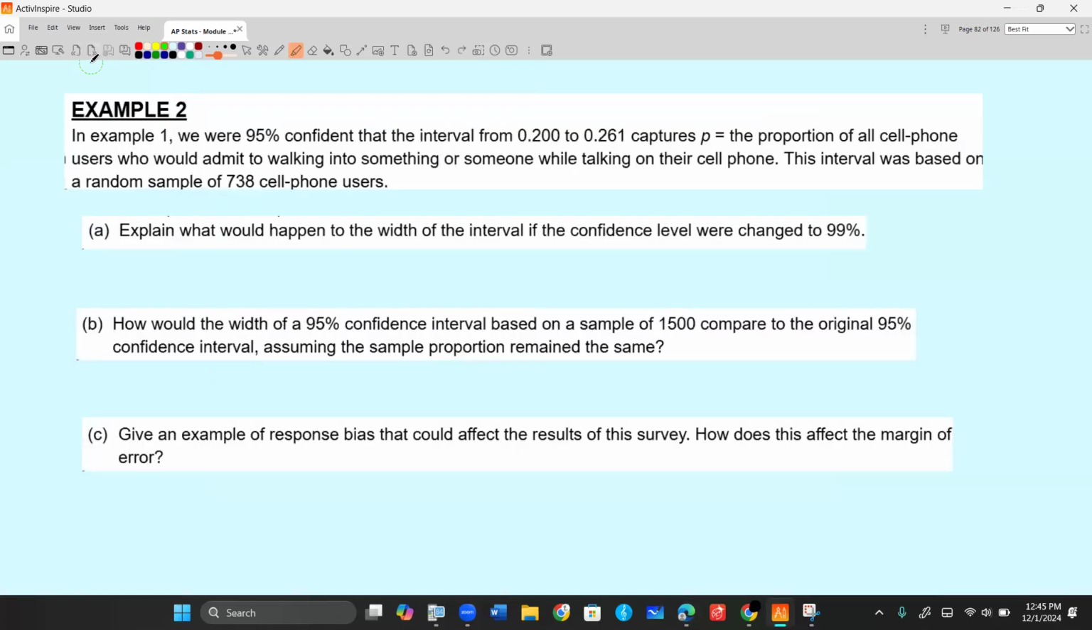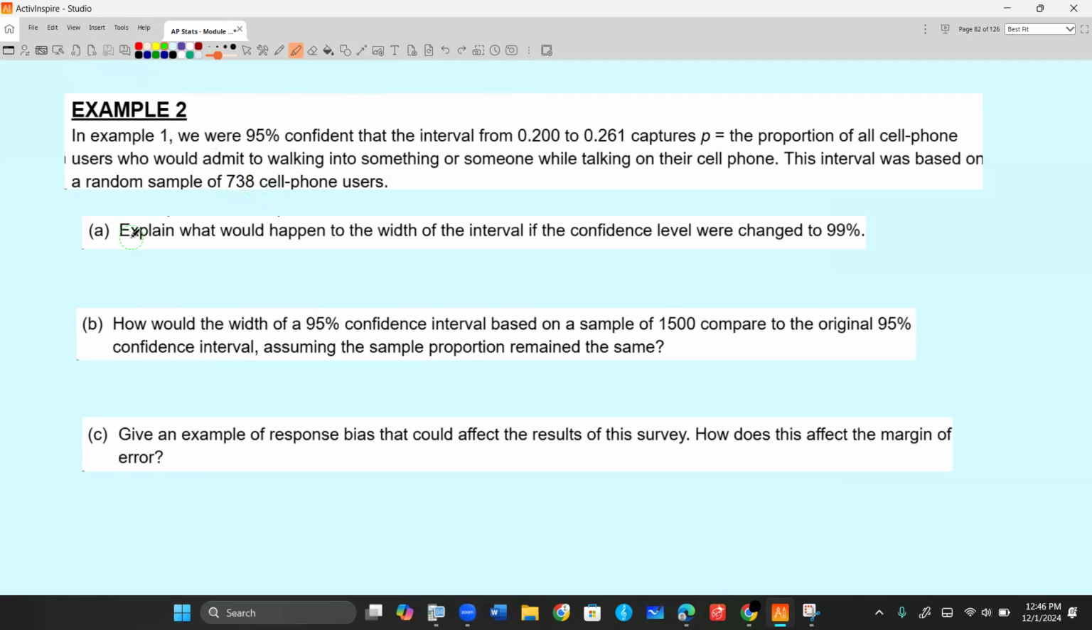So let's look at an example. In example one, we were 95% confident the interval from about 0.2 to 0.26, remember that's 20 to 26%, captures the true proportion of all cell phone users who admit to walking into something or someone while talking on their cell phone. In the previous video, we calculated that. This interval was based on a random sample of 738 cell phone users. And we have three questions.